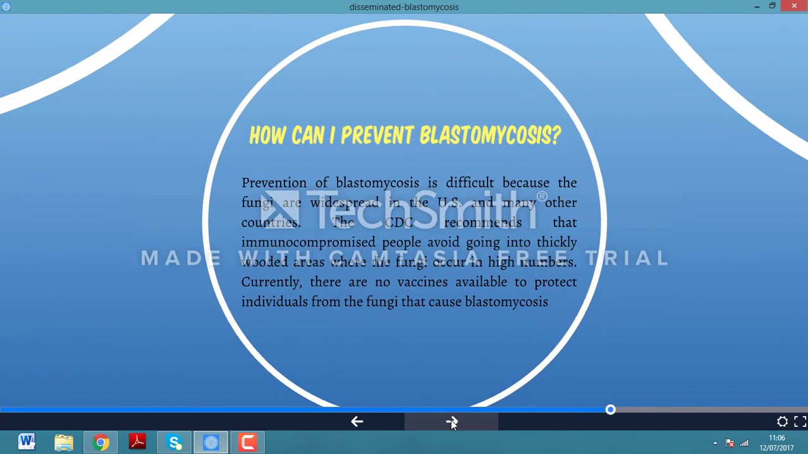How can I prevent blastomycosis? Prevention of this is difficult because the fungi are widespread in the USA and many other countries. The CDC recommends that immunocompromised people avoid going to thickly wooded areas where the fungi occur in high numbers. Currently, there are no vaccines available to protect individuals from the fungi that cause blastomycosis.